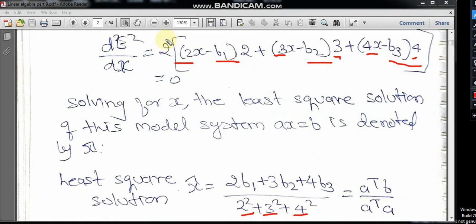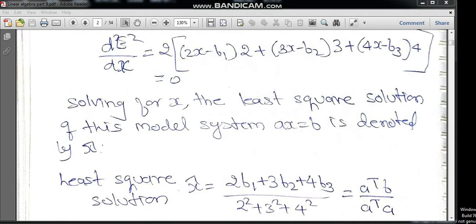So if this I can make equal to 0, only these remain: 2b1, 3b2, and 4b3. So x equals, you will be getting like this. I can write them in terms of a column matrix. What is A? These are the coefficients of x. So that is A transpose multiplied with the B values, B1, B2, B3, and then you will be getting this equation. And how do you get this equation? When I multiply A transpose with A, automatically it will be the sum of the squares of the elements.